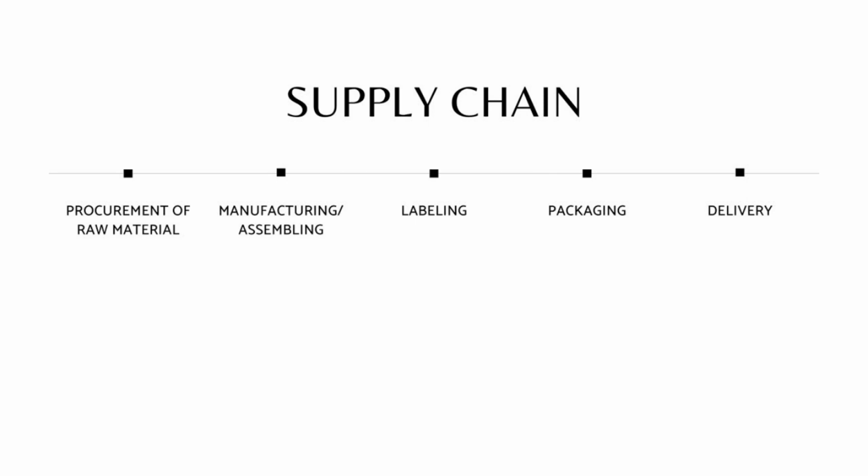Firstly, you have to procure raw material if you are a brand owner. And then there will be manufacturing, assembling of those raw materials. Then labeling, then packaging, and then delivery of the goods to the customer.